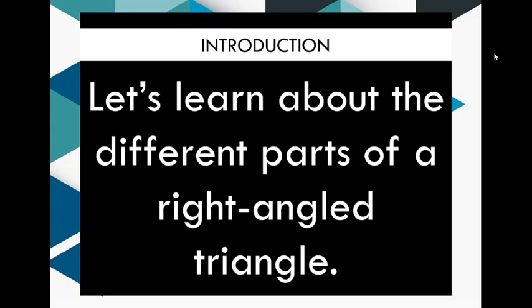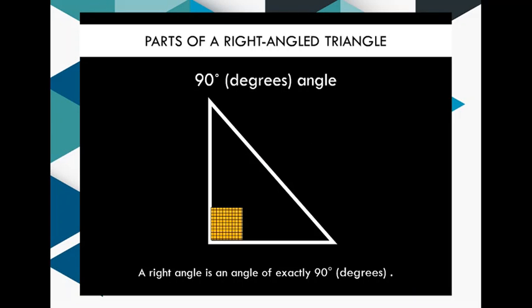Just like the civilizations before us, let's learn about the different parts of a right angle triangle. The 90-degree angle. A right angle is an angle of exactly 90 degrees, and in geometry we use a block to show 90 degrees when it's a right angle.